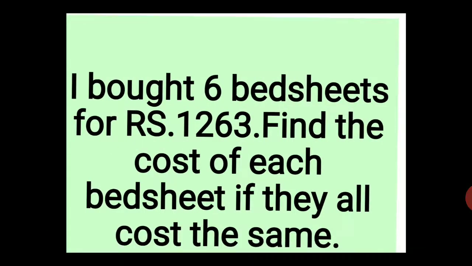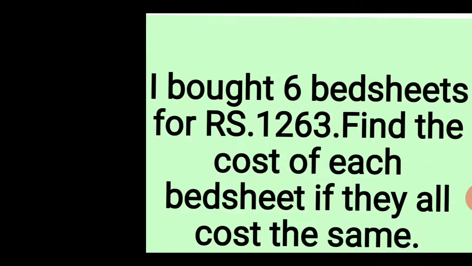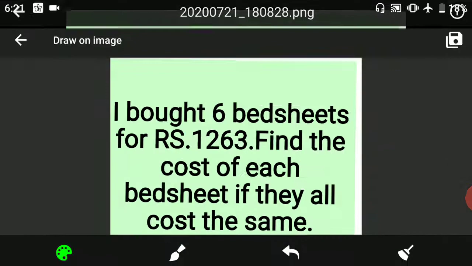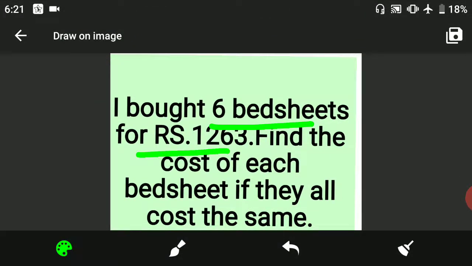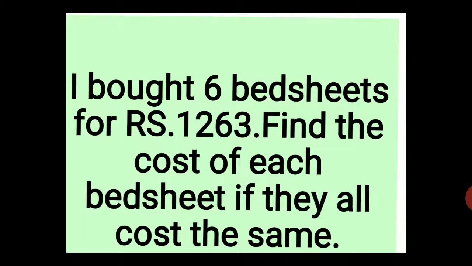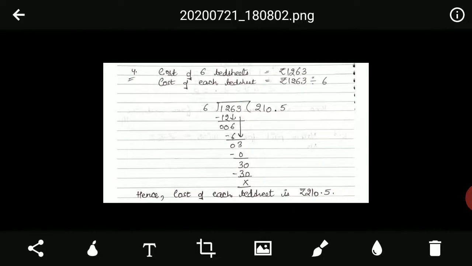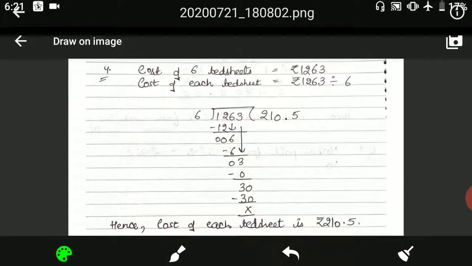Question number 4 is, I bought 6 bed sheets for rupees 1263. You have to find the cost of each bed sheet if they all are the same. It means the cost of 6 bed sheets is given. Again many is given and you have to find the cost of one bed sheet. So going from many to 1, what do you do? You divide. Clear? So see. Firstly we write cost of 6 bed sheets. Then I write cost of each bed sheet. Clear? Then I divide.